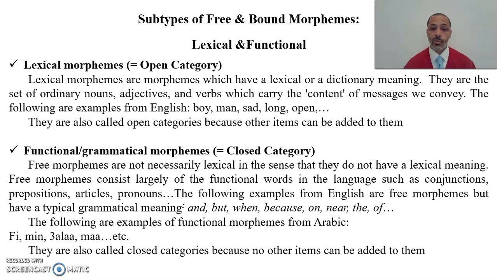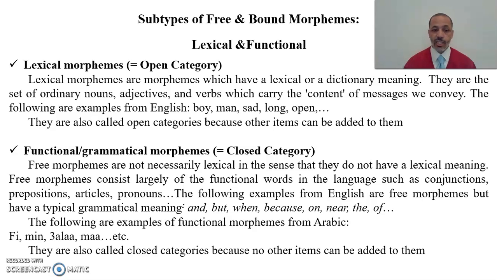Lexical morphemes are morphemes which have a lexical or dictionary meaning. They are the set of ordinary nouns, adjectives, verbs, which carry the content of the messages we convey. The following are examples from English: boy, man, sad, long, open. They are also called open categories because other items can be added to them. You can add new verbs to English, new nouns, new adjectives, and so on. And that's part of one of the characteristics of human language, which is creativity.